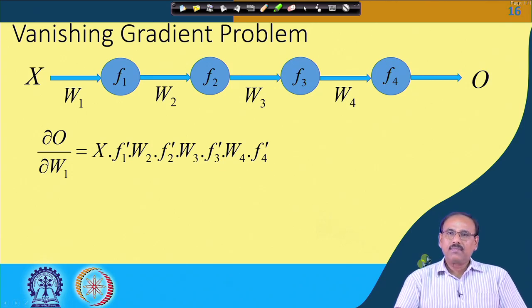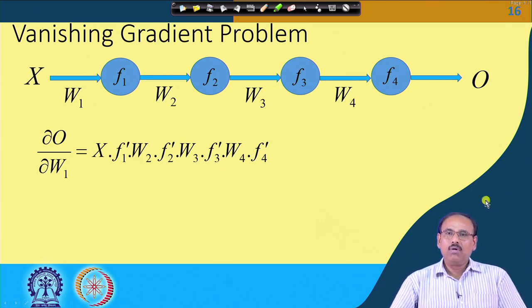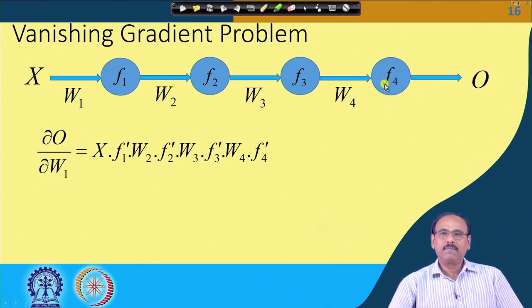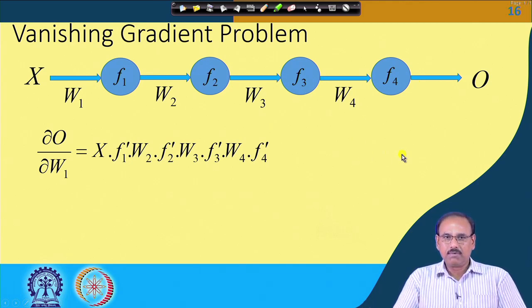So, going by this, your final output O will be basically the function f4 of W4 multiplied by f3 of W3 multiplied by the output of f2, where f2 is W2 multiplied by the output of f1, where f1 is the function of W1 times x. And each of these functions, f1, f2, f3, f4, are basically nonlinear activation functions.